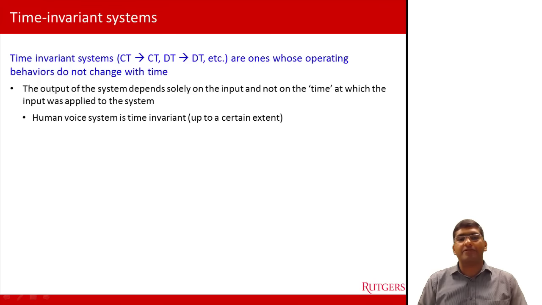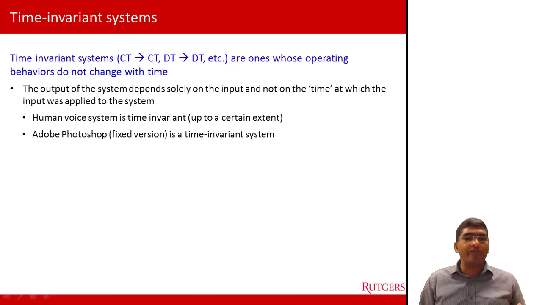Here are some examples. Human voice system is time invariant up to a certain approximation. For example, if I try to say the word ah, I say it in the morning, I say it in the evening. Up to a certain time, when I was a child, of course, the system was different, but up to a certain time, it's time invariant. I push up some air into the system, and the system produces an output, and the output stays the same whether I said it in the morning or in the evening. So it's a time invariant system.